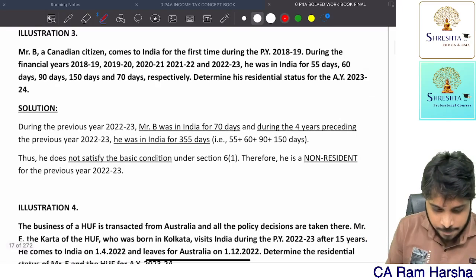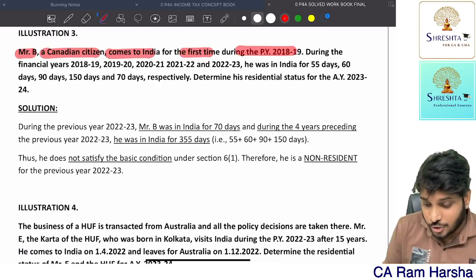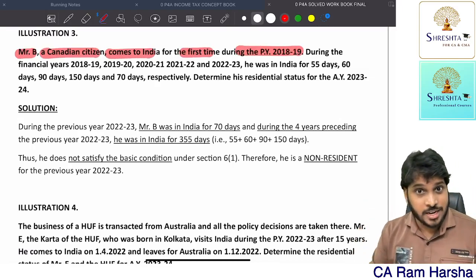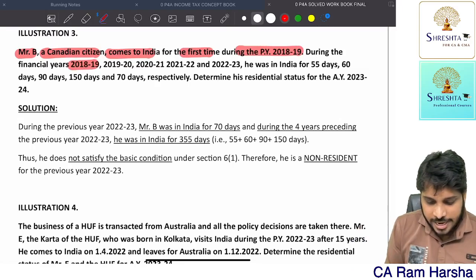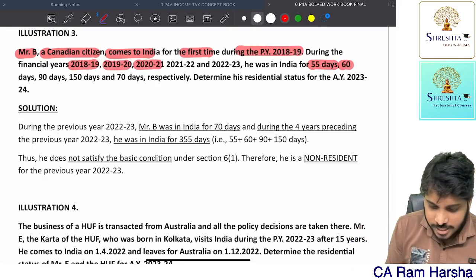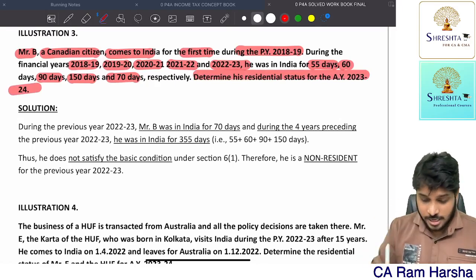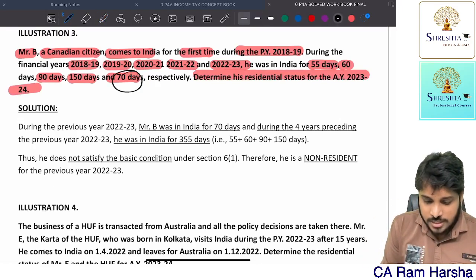Illustration 3, what is it? Mr. B is a Canadian citizen, comes to India for the first time during 18-19. He came to India in 18-19 for the first time. So in 18-19 he stayed for 55 days. 19-20 he stayed for 60 days. 20-21, 90 days. 21-22, 150. 22-23, 70. Determine the residential status for 22-23. 22-23, 70 days he stayed.